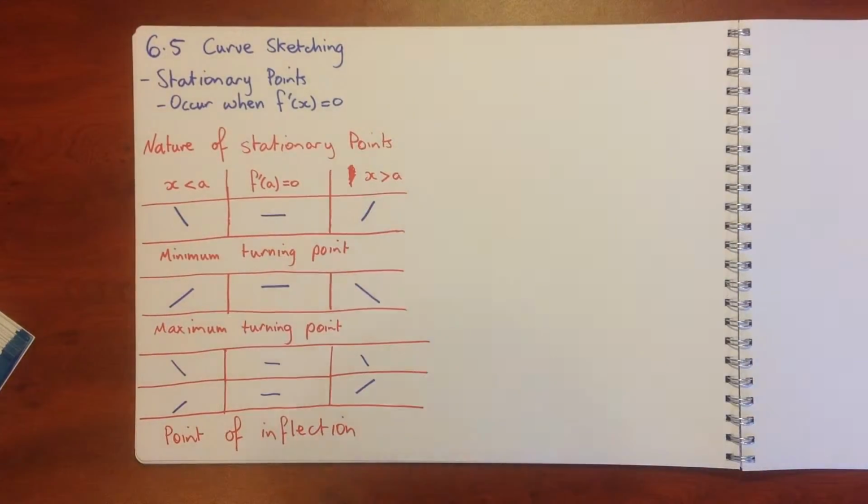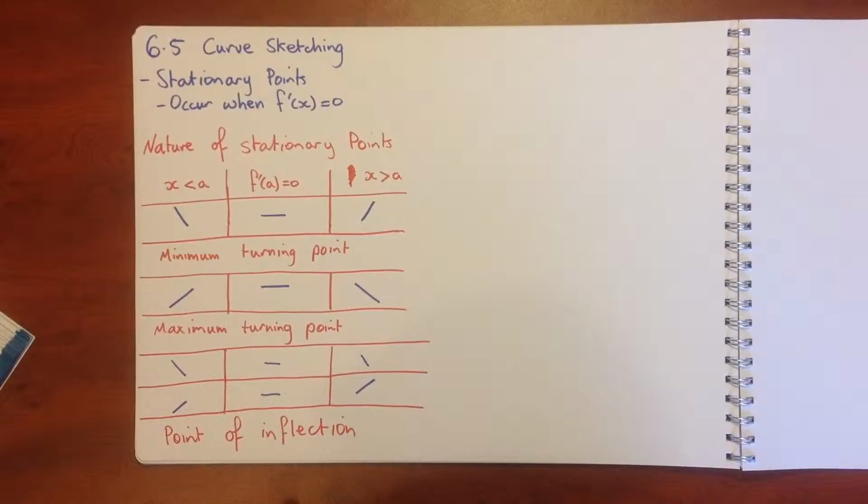Hey, in this tutorial, we're going to be looking at section 6.5, which is all about curve sketching. Stationary points occur when our derivative, f dash of x, equals 0. We've got a little table here that talks about the nature of our stationary points.